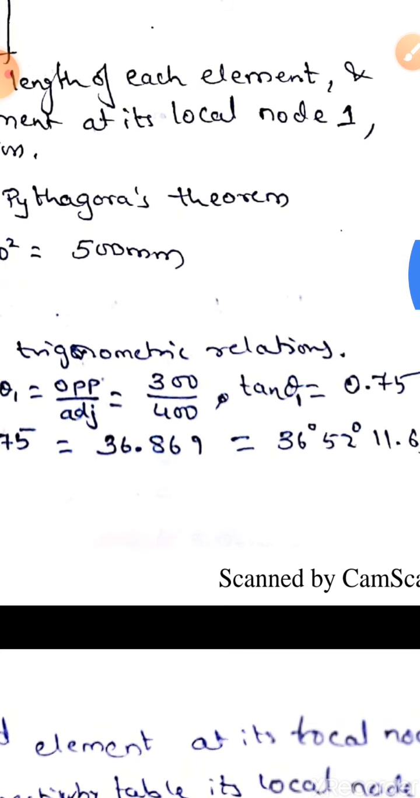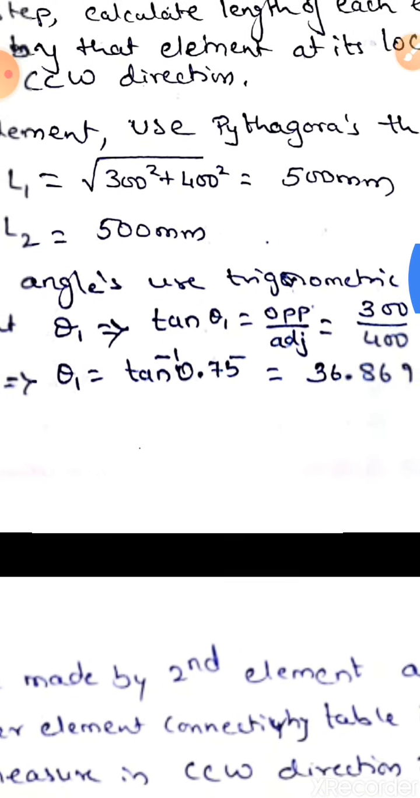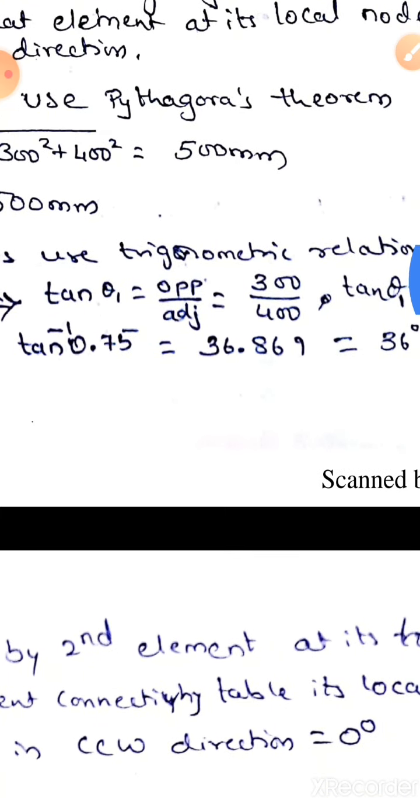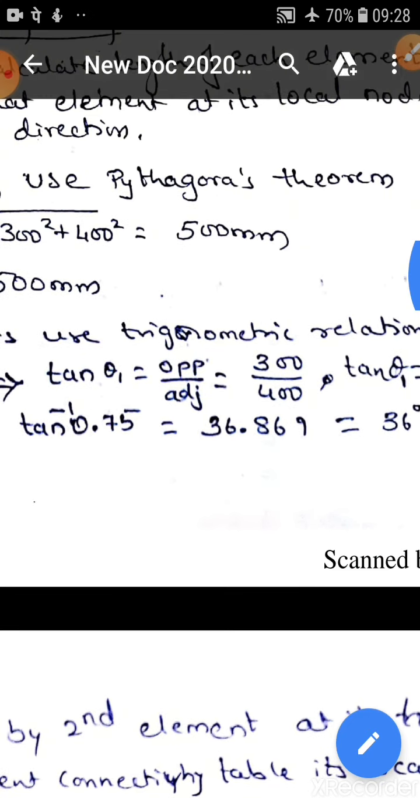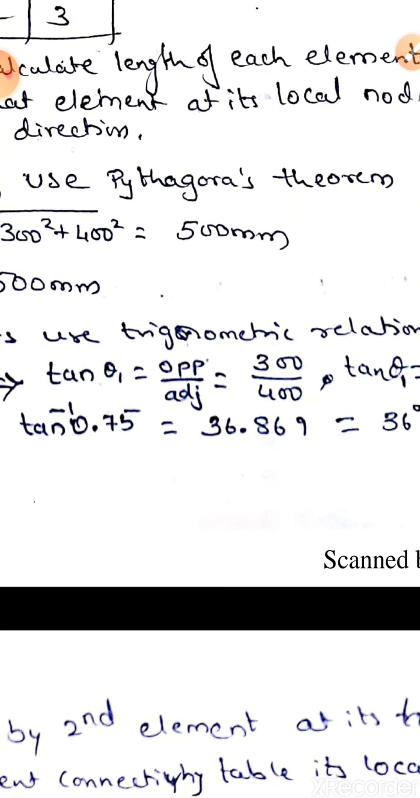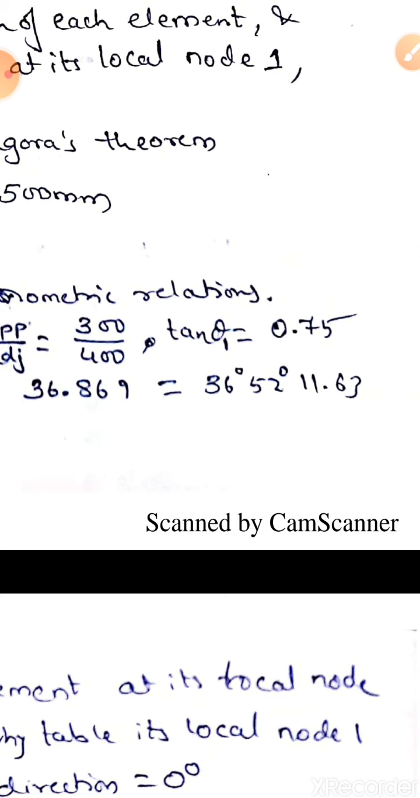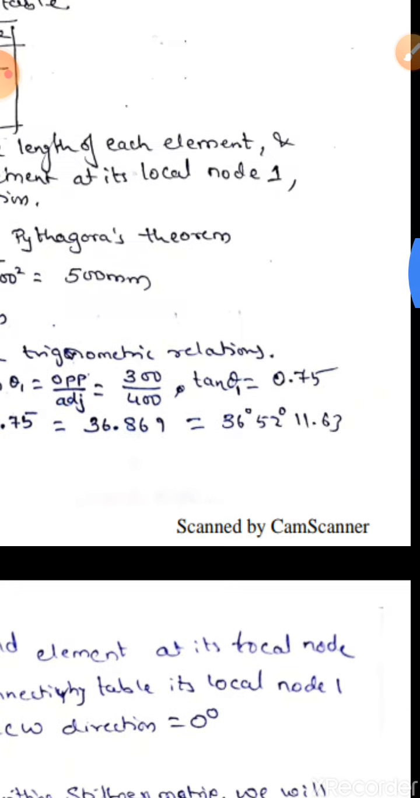Tan theta 1 is 0.75. So theta 1, if I take tan inverse of it, is 36.869 in decimal. If you want, you can get it in terms of degrees, minutes and seconds. That is in your calculator. If you put the degree, minutes, seconds symbol, you will get 36 degrees, 52 minutes and 11.63 seconds.